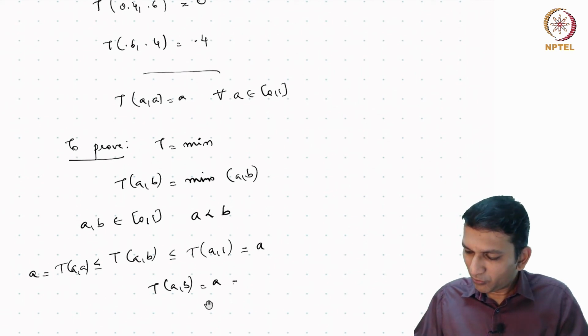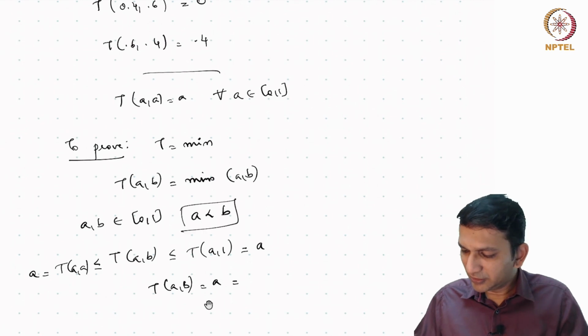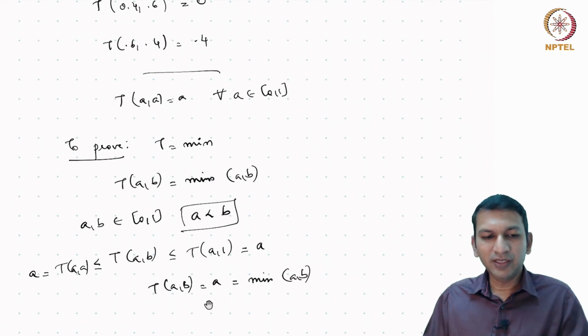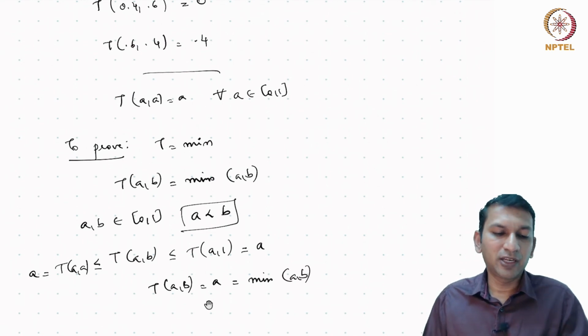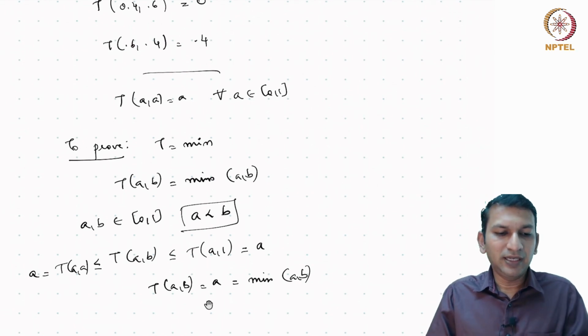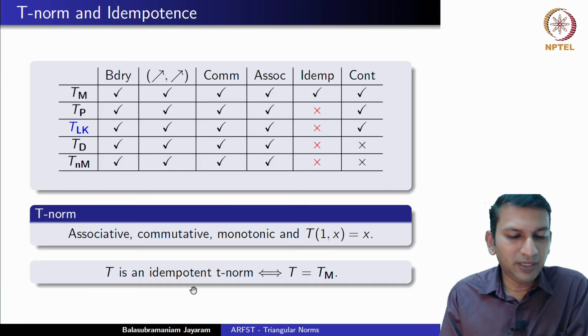But what is this essentially? By our assumption, a is less than b, so this is nothing but the minimum of a and b. And by commutativity, if b is smaller than a, a similar argument can be given to show that t(a, b) is actually b. So that means t is essentially the minimum t-norm.